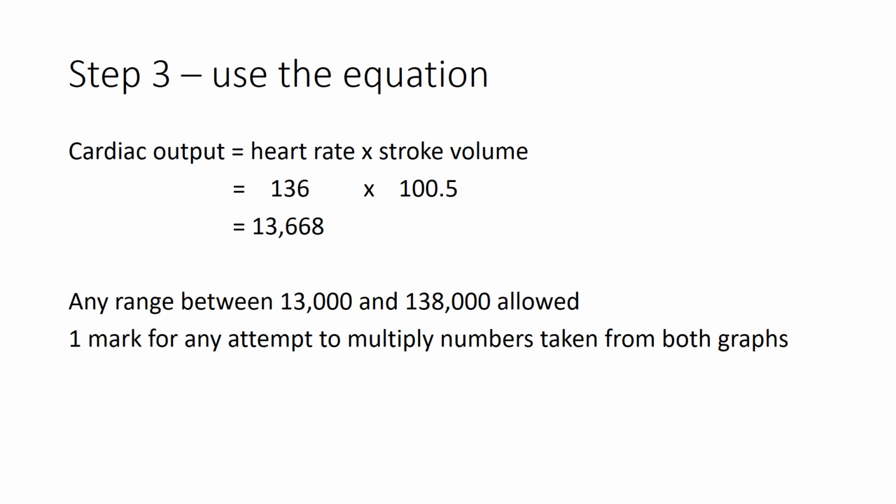So it was quite a nice range that they gave in this question for the answer, and that will just be people making faults when reading from the graph. You got 1 mark if you tried to multiply numbers that were taken from both graphs. So even if the numbers were well off 136 and 100.5, but you took 2 readings off the graph and multiplied them, that gained you 1 mark. But to get both marks, you had to go through the steps that I just went through.